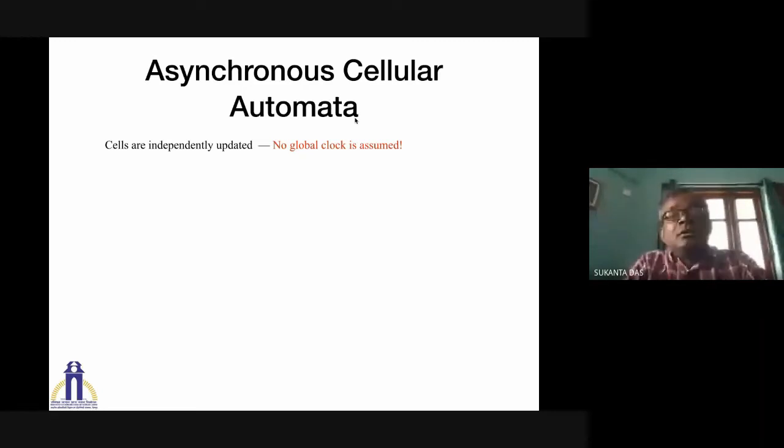Now, the question is, how can we implement the independence that I have just described? We want to model independence, which is good, but how? Ultimately, to develop it, you have to run the automata on a computer. So what is the model for implementing this independence? In one word, I can say that cells act when they want to act.